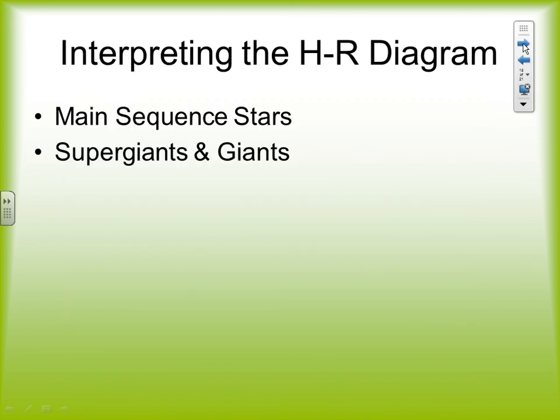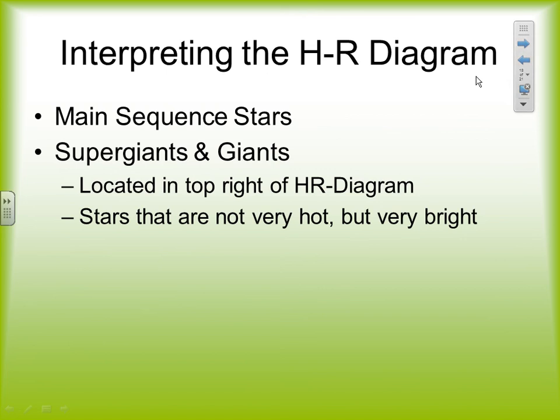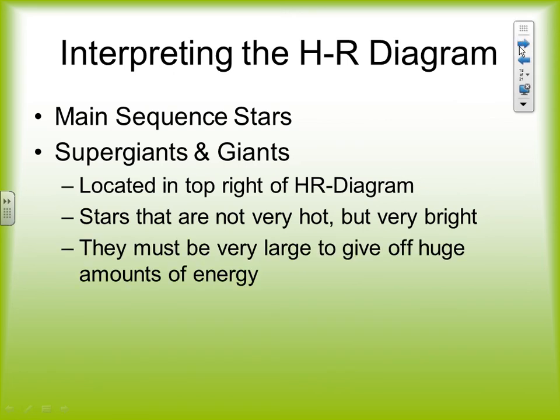Okay? All right. Supergiants and giants. Again, on your sheet, you can see top right of the HR diagram. Not very hot, but very bright. That's why they're towards the top, because they're very bright. But you'll see from the picture, where they're labeled supergiants and giants, they're more towards the top right. And we said that things towards the right aren't very hot. So if they're not very hot, but they are very bright, that leads us to the conclusion that they have to be big.